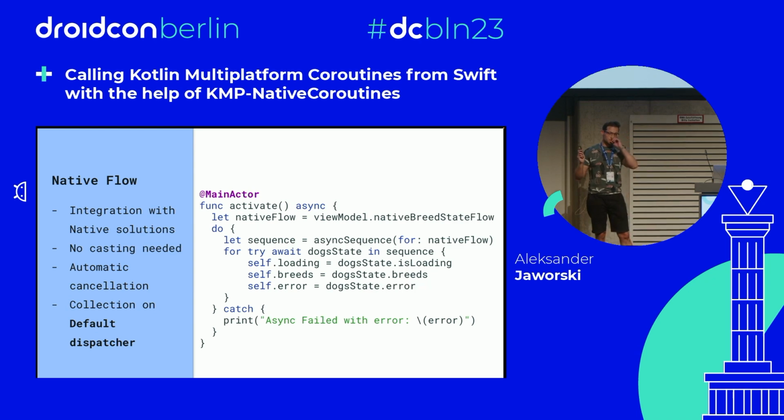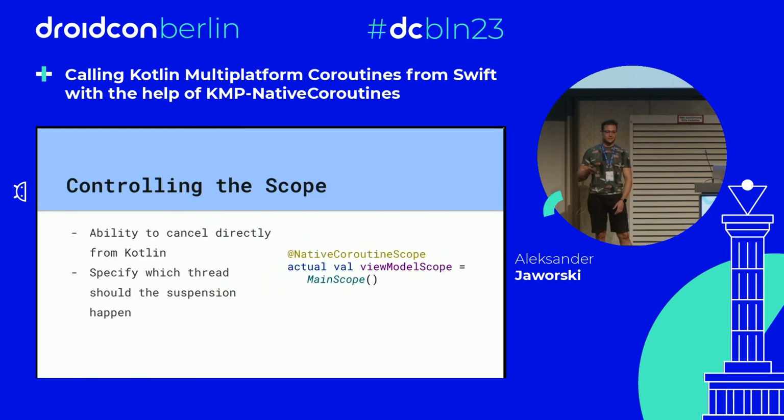And one thing to note, collection happens on the default dispatcher. You have to manually use main actor to have it on the main thread, but I'll go into that more in the details later. So we can control the scope, but this requires us to actually specify the scope from Kotlin, which might not be a bad thing, because it gives you more control. You can specify on which thread or dispatcher the suspension happens.